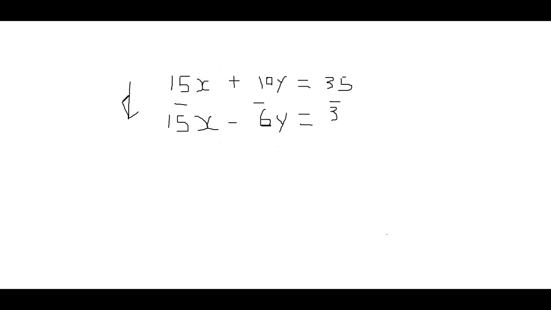So it's 15x subtract 15x, 10y minus negative 6y, and 35 minus 3. This section, 15x minus 15x, will give us 0. Anything subtracting itself will give us 0. So 15x minus 15x equals 0.